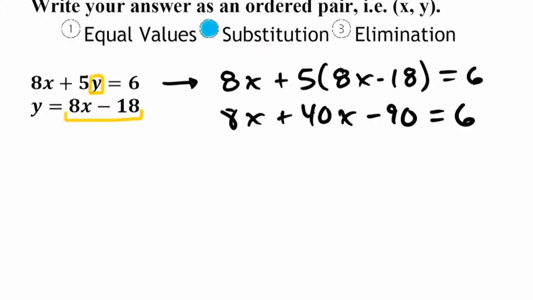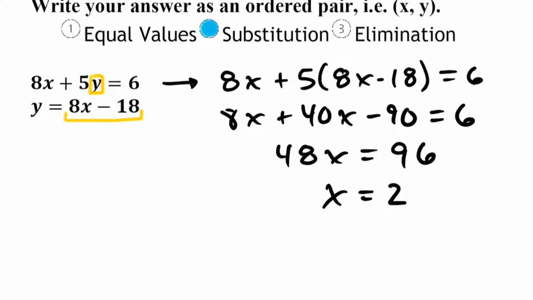Okay. If I combine those, that's going to be 48x equals 96. What did I do? I added 8x and 40x, and I got 48x. And then I added 90 to both sides. Now I'm going to divide both sides by 48, and it turns out 96 divided by 48 is nice. It's 2. So I have that x is the number 2.